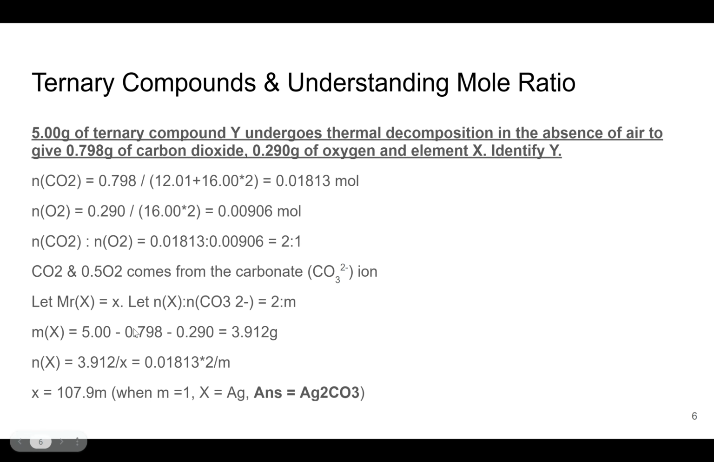And solving this, we get X equals 107.9 m, where m can be any integer, and X is just the value we wish to compare against for the atomic masses on the periodic table. So we find that when n equals 1, the value of small x is close to the relative atomic mass of silver, and that's why we know that big X is probably silver. Because we know that silver carbonate truly exists, our answer would just be Ag2CO3.